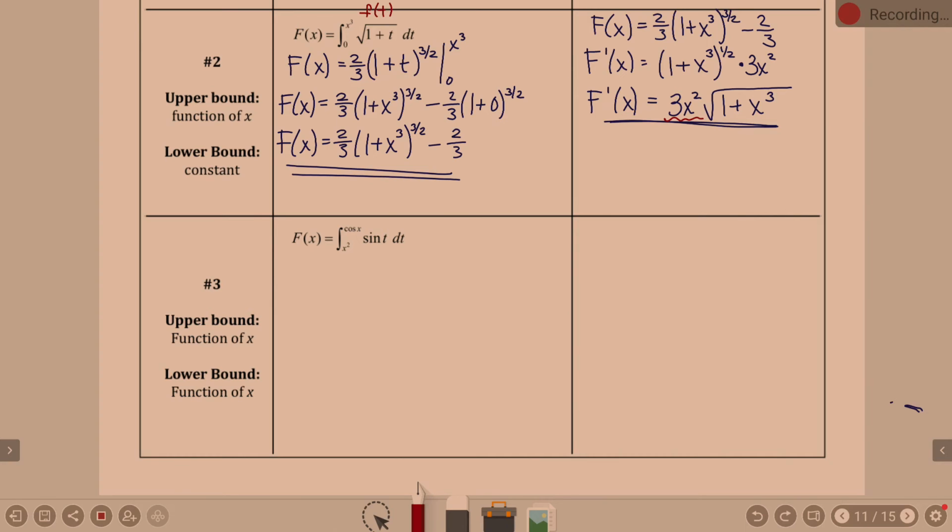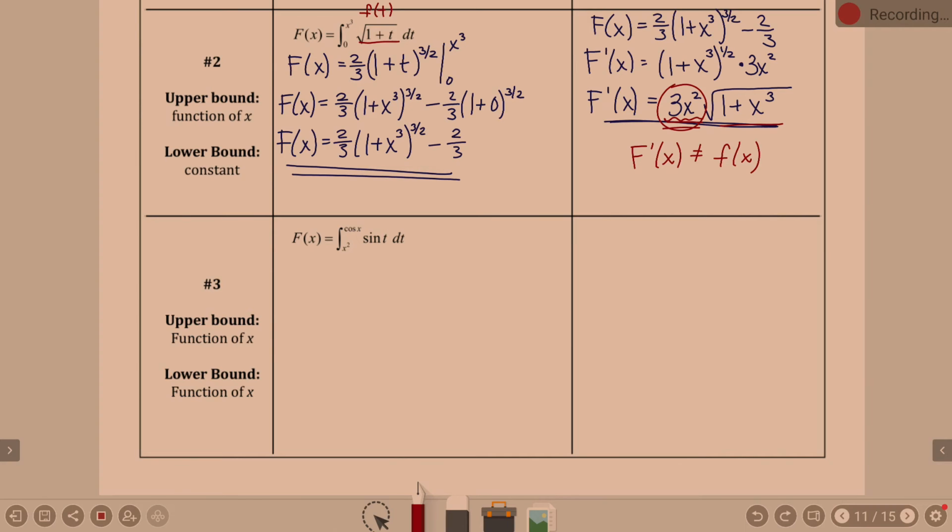Because of that 3x squared, with 1 plus x cubed you plug it in, that's fine. It's this piece right here. And because of that, capital F prime of x does not equal lowercase f of x. So this is one where we can't just use the rule of plug it in. There'd have to be that chain rule piece.